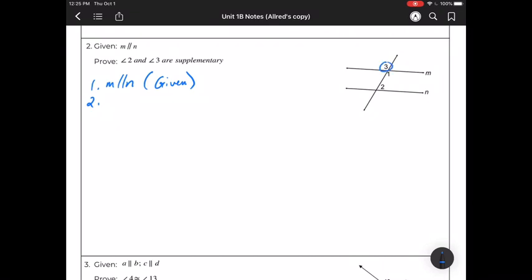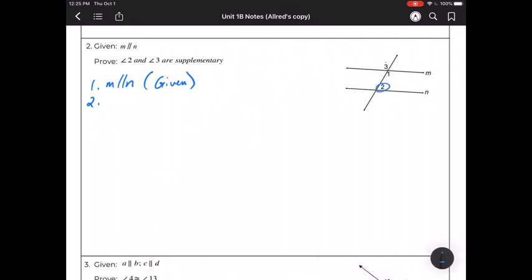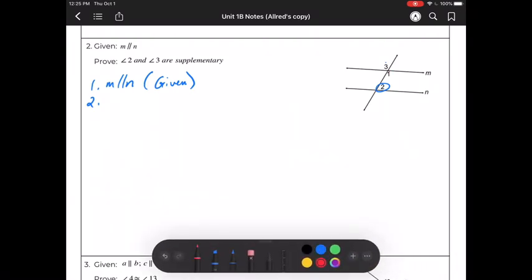Well, again, 2 and 3 are not directly related to each other. There is no angle pair that I can use for angles 2 and 3. But angle 2 is connected to angle 1. Those are consecutive interior angles, which are supplementary. And angle 3 is also connected to angle 1 because they're vertical angles. So they're the same. So we're going to do this very much like we just did the last proof.